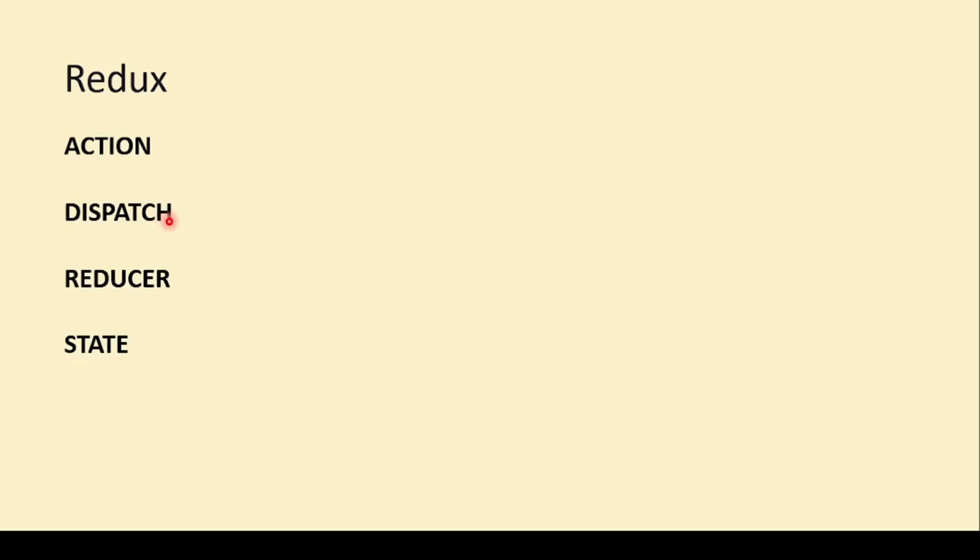Then we have a dispatch, which is like the waiter who takes your order to the kitchen. The waiter receives your order, that is the action, and delivers it to the kitchen for preparation. So kitchen here will be the reducer. In Redux, dispatch sends your action to the reducer, which will further process it and change the state.